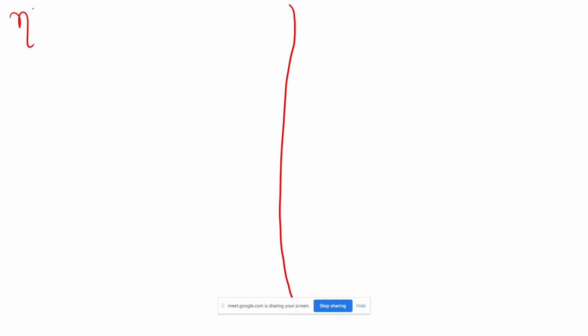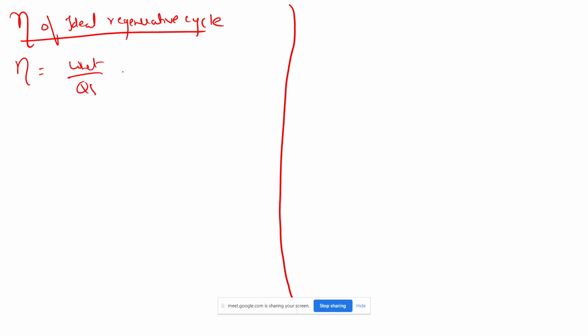Now we will calculate the efficiency of the ideal regenerative cycle. What we know is that efficiency is equal to net work upon heat supplied. Or we can write 1 minus heat rejected upon heat supplied. This also we can write.